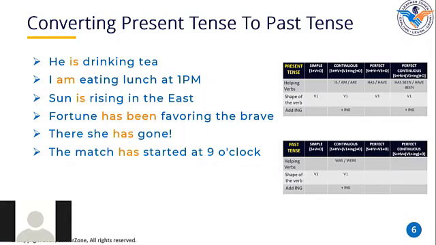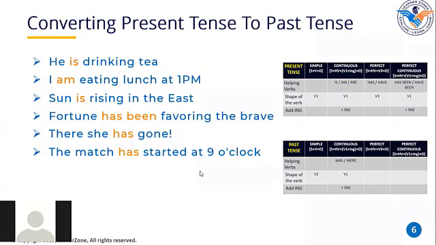Varuni, can you please speak up? Yes, sir. I want you to convert this sentence into past continuous tense. Look at the past continuous table and check what the helping verbs are here. What are the helping verbs we are using in past continuous tense? Was and were. So, which helping verb should we use in this sentence to convert it to past continuous tense? Were.